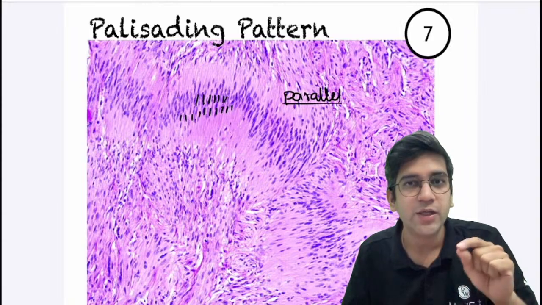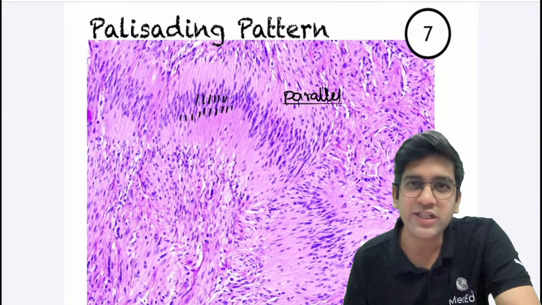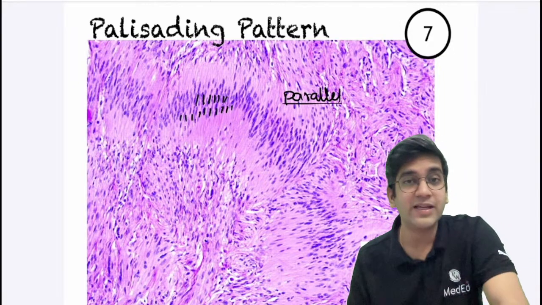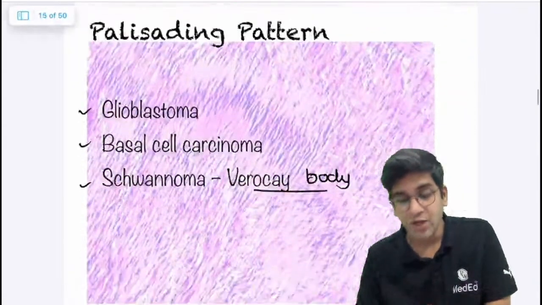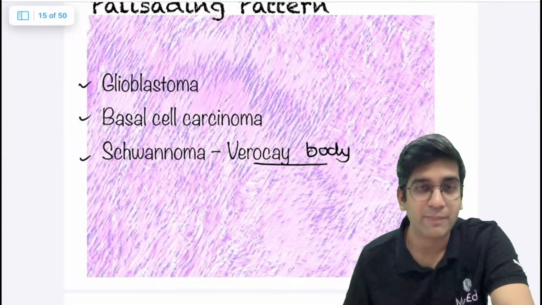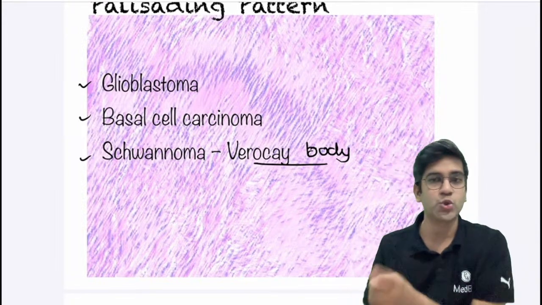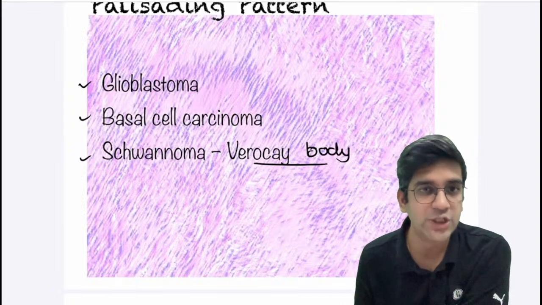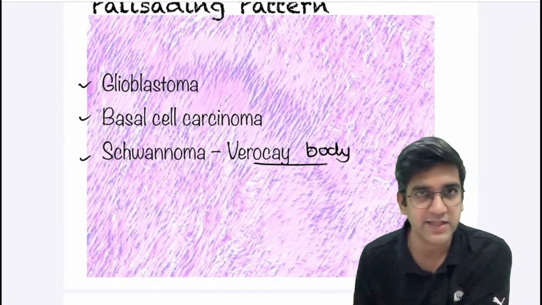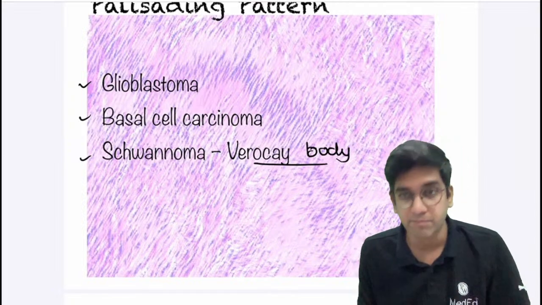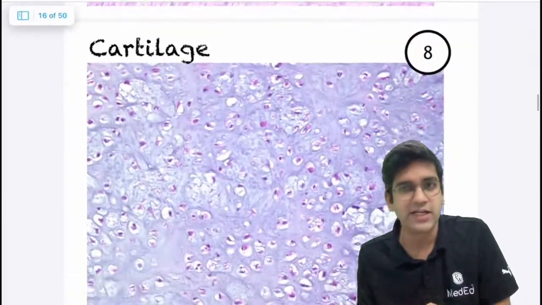Can anyone tell me which is the blastoma which didn't have small round blue cell morphology? Just now we saw, right? Glioblastoma and hemangioblastoma, right? Perfect. Of that, glioblastoma will have palisading appearance, basal cell carcinoma will have palisading appearance, and your schwannoma. Verocay bodies are found in schwannoma, that also will have palisading appearance, right? So a few examples for palisading pattern on microscopy, right? Perfect. Great. Okay. Next, cartilage.